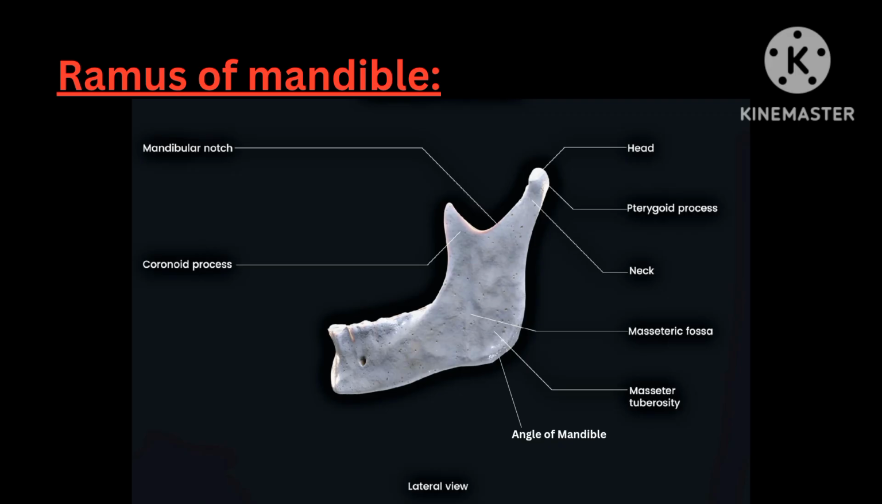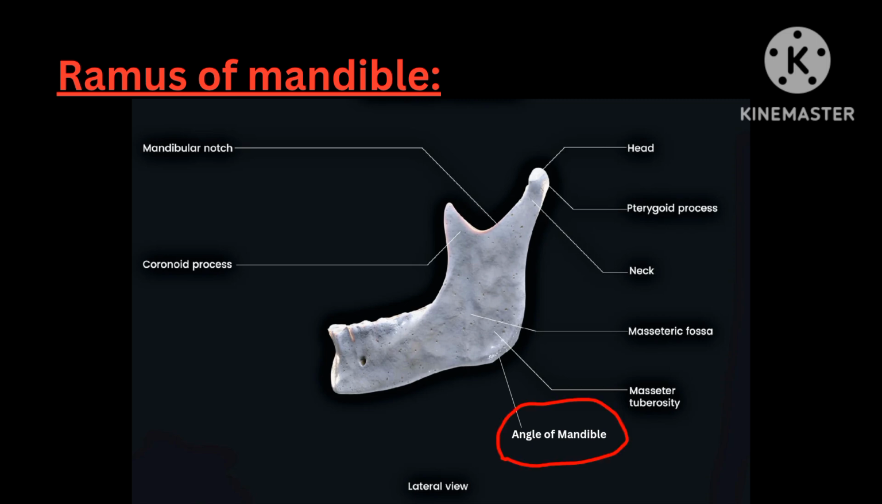Ramus of mandible. The ramus of the mandible is the vertical, quadrilateral extension of the mandible that rises from the body on each side. It plays a critical role in chewing, jaw movement, and muscle attachment. Each ramus of the mandible has internal and external structures, and features several major landmarks like the angle of the mandible, the condylar process, which features the head of the mandible, neck of the mandible, pterygoid fovea, the coronoid process, and the mandibular notch.